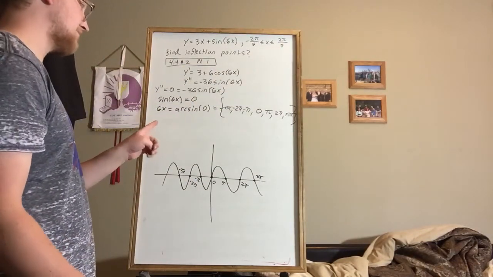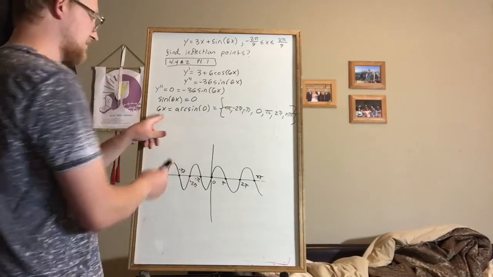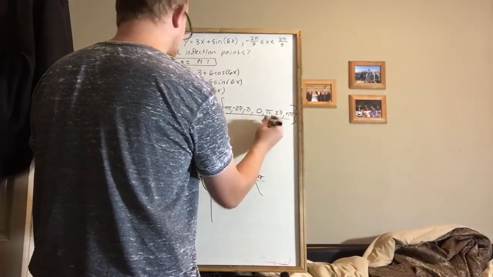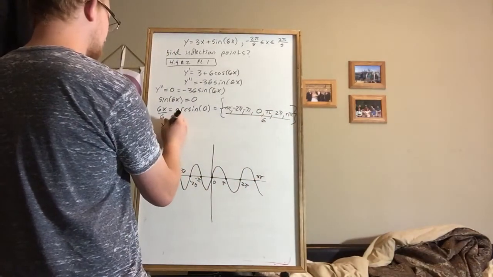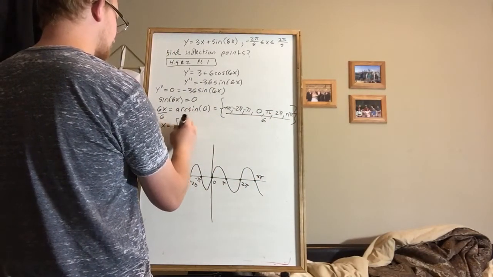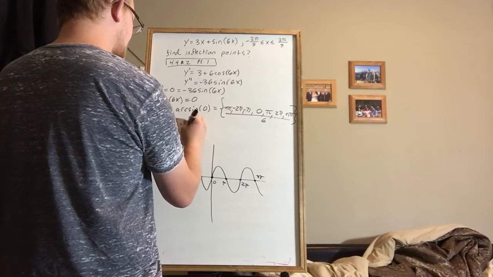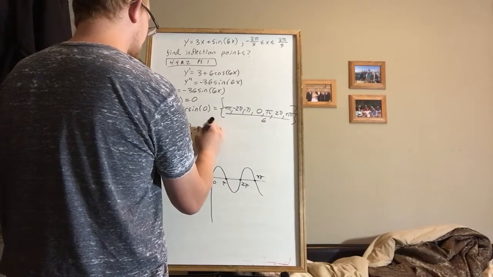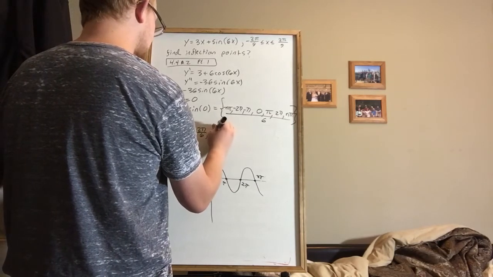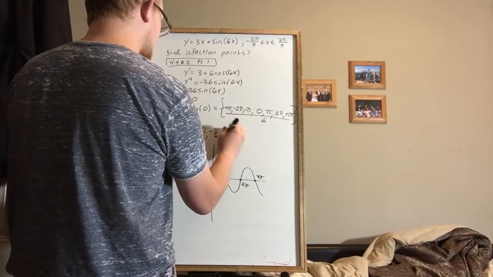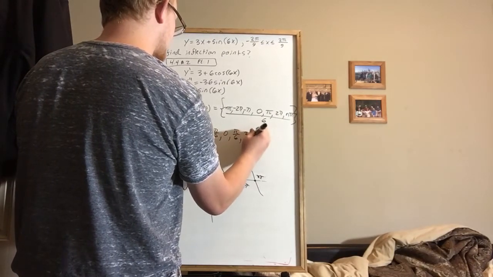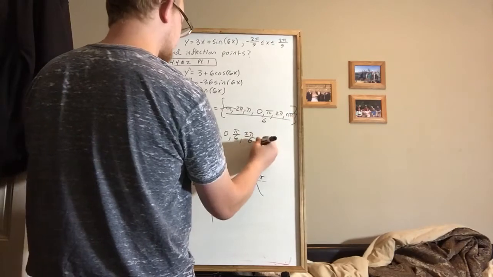The next step is to divide by 6, because we're solving for x. So we're going to divide everything by 6. When we write our new set of numbers, we'll find that x is equal to a set of numbers: minus n pi over 6, minus 2 pi over 6, minus pi over 6, 0, pi over 6. I've just divided every one of these numbers by 6.